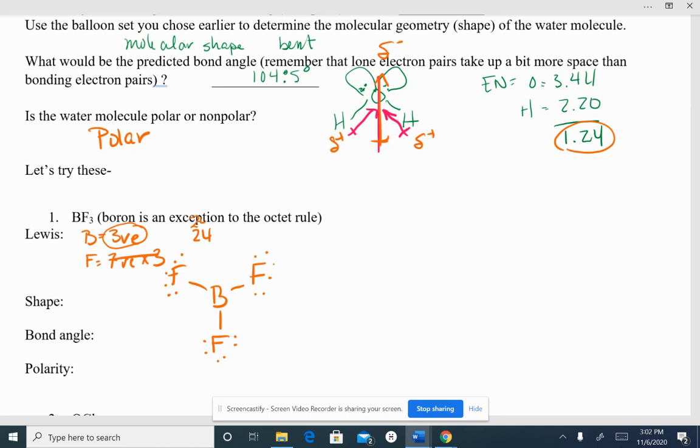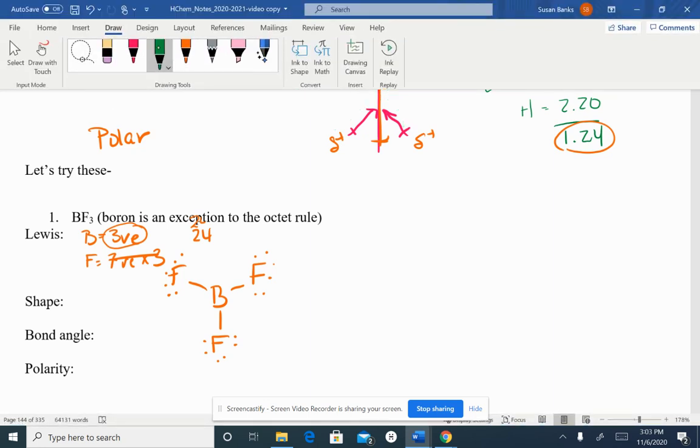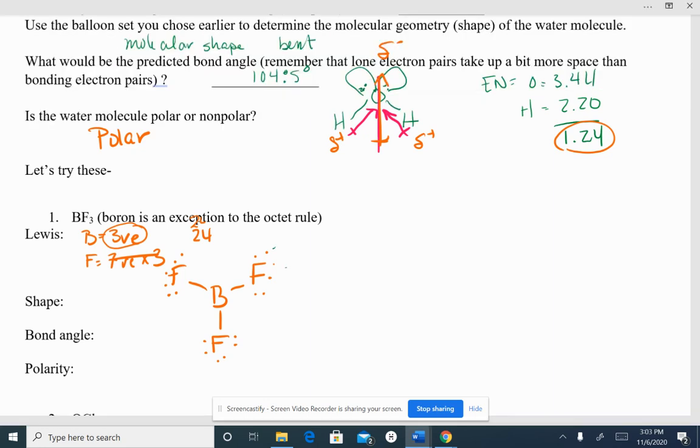Now I've satisfied fluorine's octets. I've used up all 3 of boron's electrons, so that's all boron can do. Have I used up all 24 of my electrons? Let's count in another color. 2, 4, 6, 8, 2, 4, 6, 8, that's 16, 2, 4, 6, 8. 3 times 8 is 24.